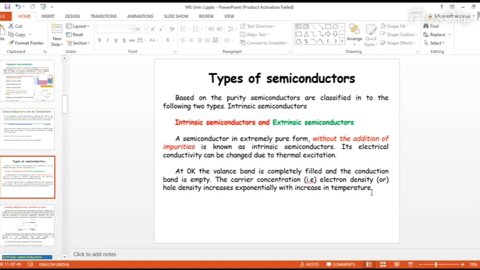At 0 Kelvin, the valence band is completely filled and the conduction band is empty. So that is why we say that intrinsic semiconductors at 0 Kelvin behave like an insulator.